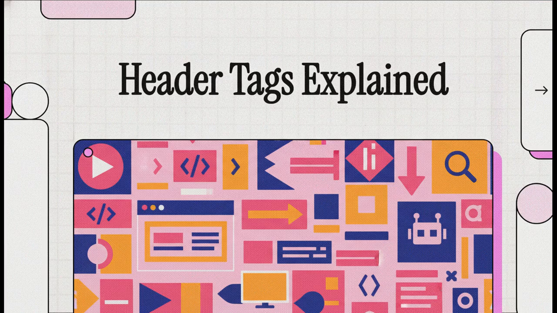Welcome to this explainer. Today, we're going to demystify a massive structural mistake that, honestly, the vast majority of websites are making right now. It might seem like this tiny behind-the-scenes detail, but fixing it creates the absolute perfect blueprint for both your human readers and modern AI search engines. We're talking about header tags.